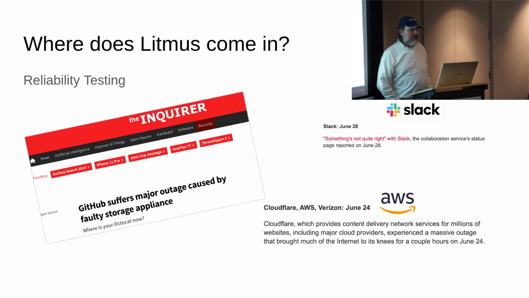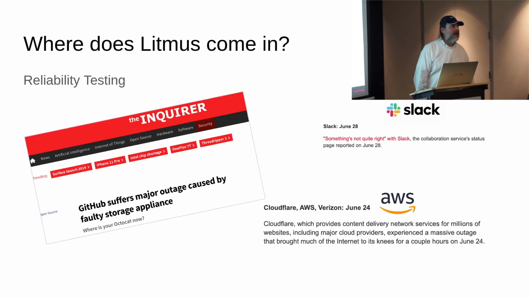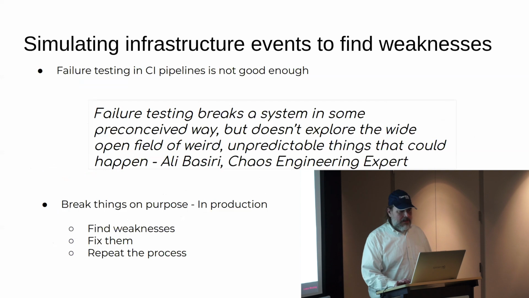But what Litmus takes advantage of is the fact that it's all now machine controllable. All your infrastructure, since it's completely abstracted, you can manipulate with code. So that's what Litmus does, is it manipulates your infrastructure to test the software that's running on Kubernetes.